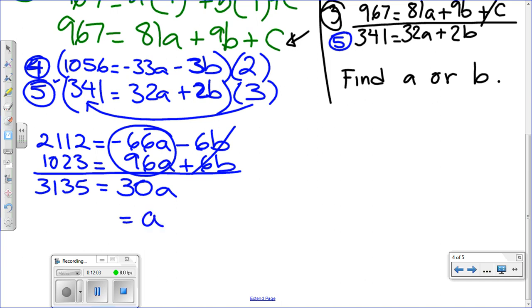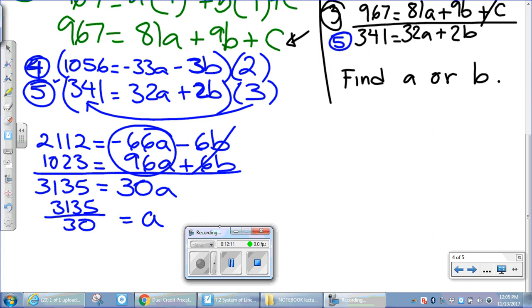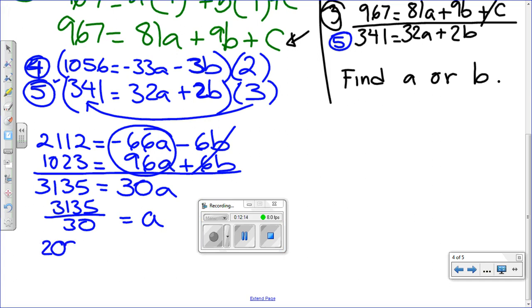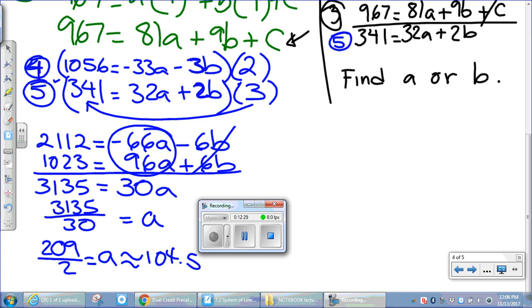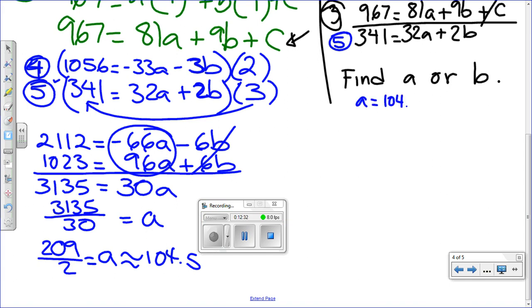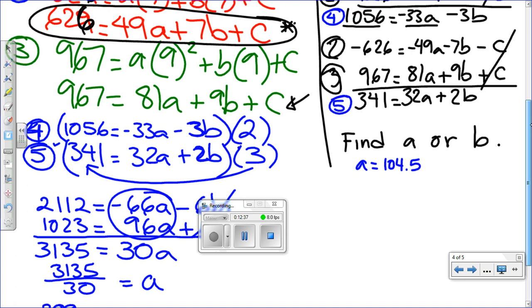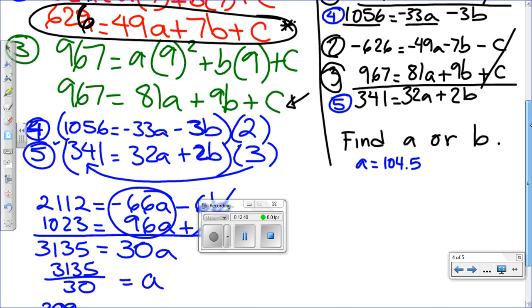So A will be whatever we get after dividing that number. And so we will get 209 over 2, and that equals A. If we want to get a decimal approximation, we will have to press Control Enter. And so that will be approximately 104.5. Now that we have that A is equal to 104.5, we could find B by using one of the equations that are 2 by 2, either 4 or 5.